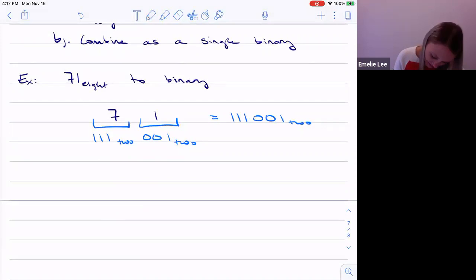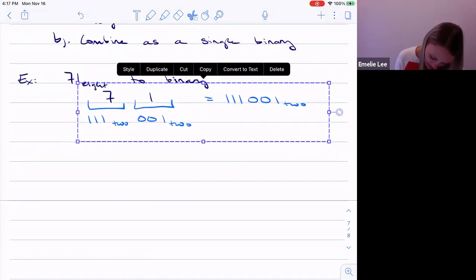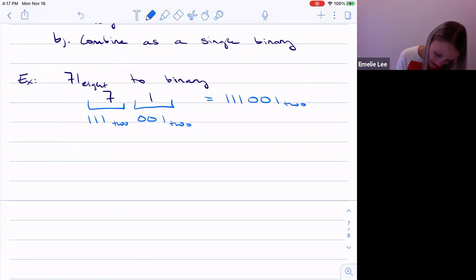How about, and I'll keep it on the same page here. So I'll write it like that. We'll do another example. What if we want to do something like 327 oct to binary?